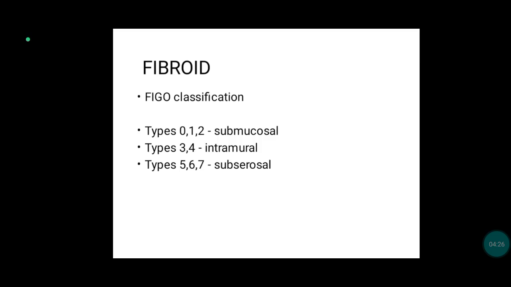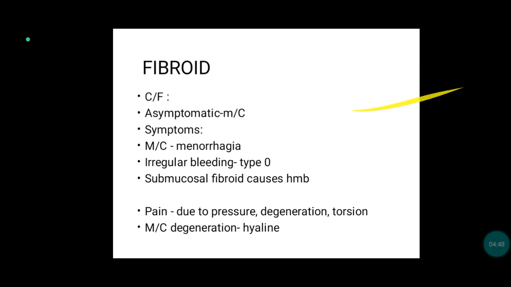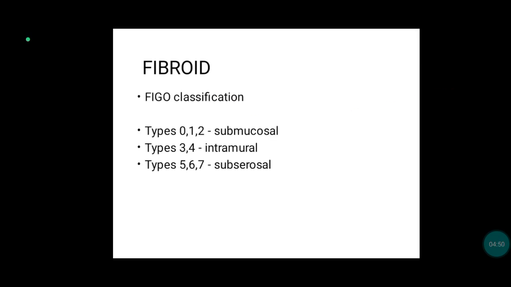So type 0 fibroid is completely intracavitary, that is it will be a stalk. And type 1 fibroid will be more than 50% intracavitary. Type 2 fibroid is less than 50% intracavitary. In type 3 fibroid, it will be intramural but it will touch the mucosa. Type 4 fibroid will be pedunculated subserosal.